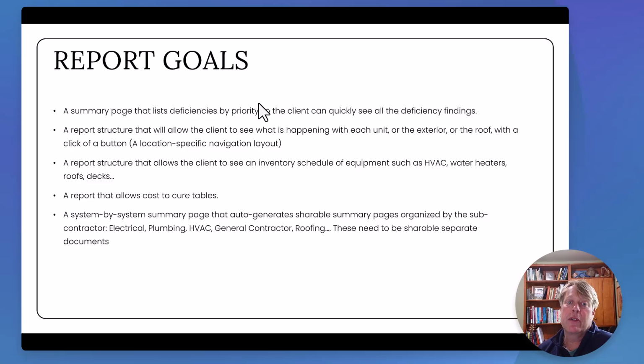A report structure that will allow the client to see what's happening in each unit. So, I felt like in the full report, you need to be able to click on unit 204, click on the roof, click on the siding, click on the water heaters and see what's going on with all the different systems. So we do have a location-specific navigation to look at the finished report. I wanted a structure that allows the client to see an inventory schedule of equipment, and also cost to cure tables. That was the table functionality that we've been working so hard on.